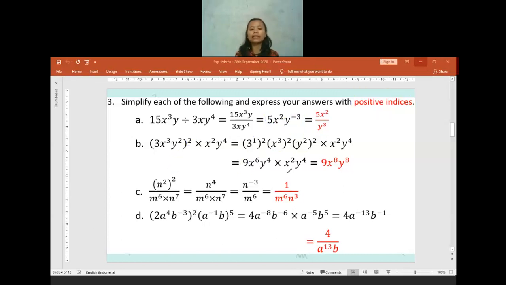Now for the number 9, since the 9 is alone, we can keep the 9 as 9. For the x, there are 2 x terms, x to the power of 6 and x to the power of 2. It is a multiplication, so we add the powers and it becomes 8. For y to the power of 4 times y to the power of 4, it will be y to the power of 8. We add the powers. Any question? Any confusion?